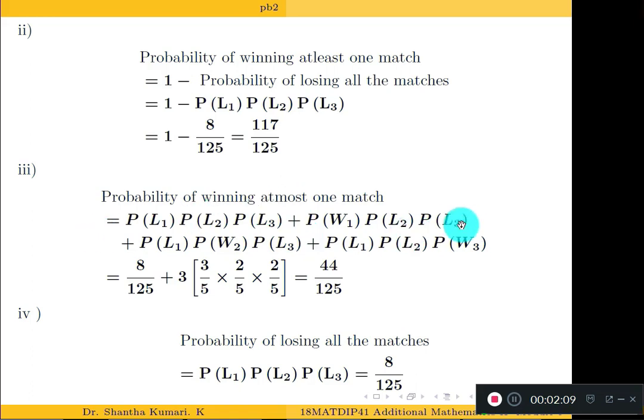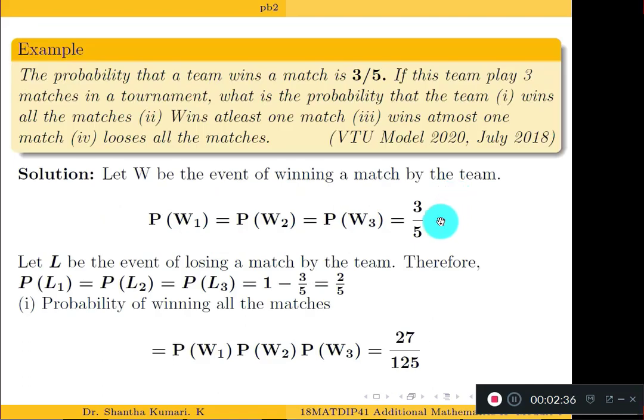Now you know the probability formula for this. Just multiply these probabilities. P of L1, P of L2, P of L3. You get 8 by 125. Plus these three. You can check it. You get 3 by 5 plus 3 by 5 plus 3 by 5. You can multiply and check it. The winning and losing, correct? Winning and losing. 3 by 5 into 2 by 5.